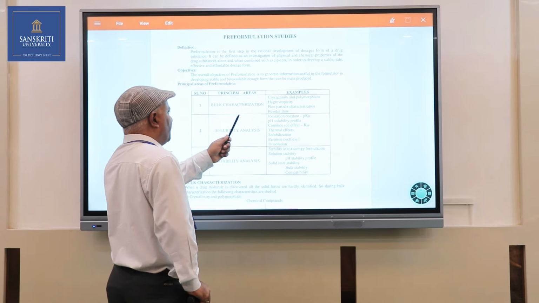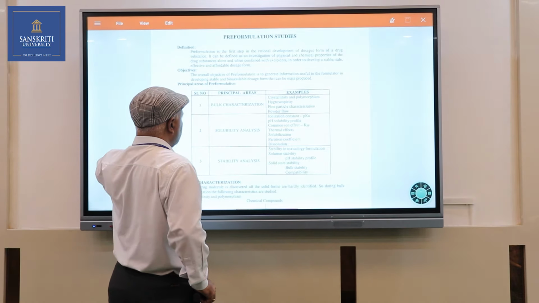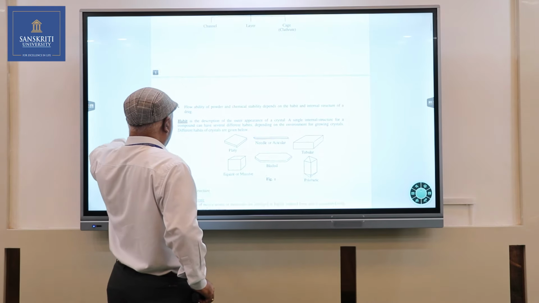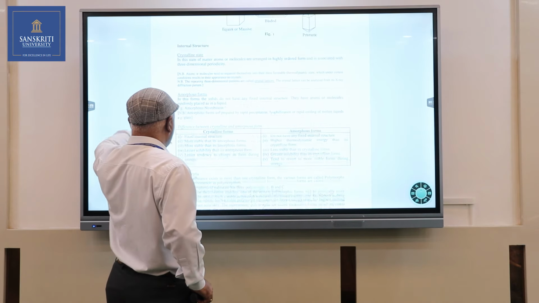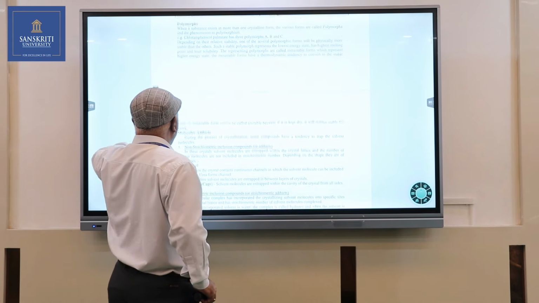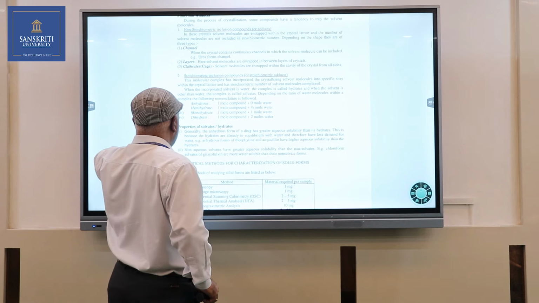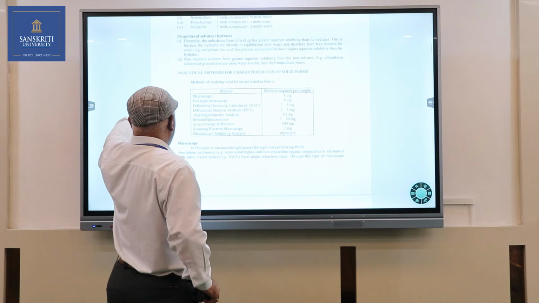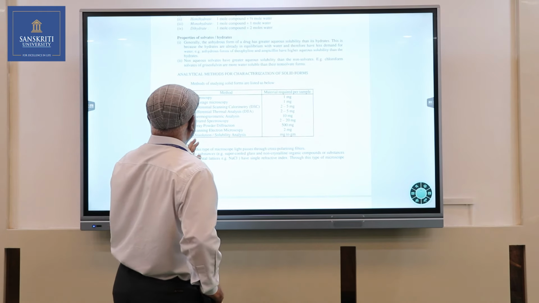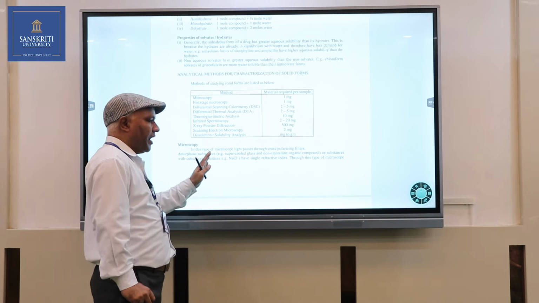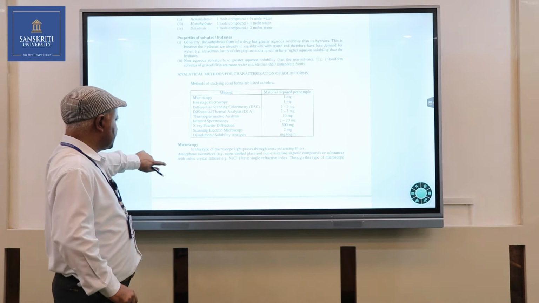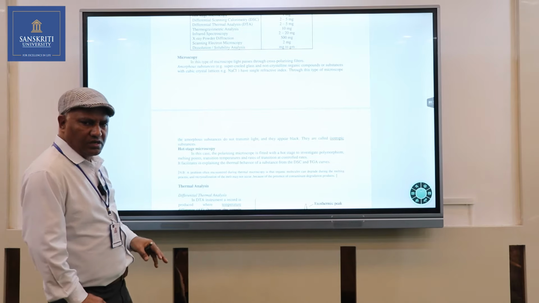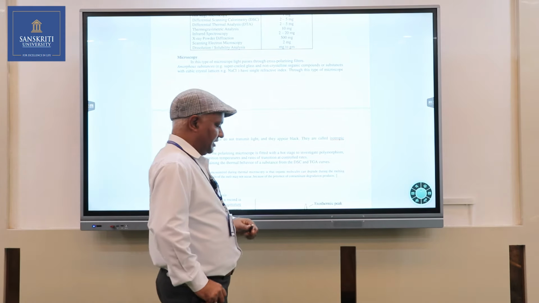Next part is the fine particle characterization. Now, what is the importance of fine particle characterization? Let's try to understand this part also. Particle size is very important as far as pre-formulation studies are concerned. The particle size can be determined with the help of microscopy. There are some other tools also, we will discuss those also. Now the question is what should be the ideal particle size.